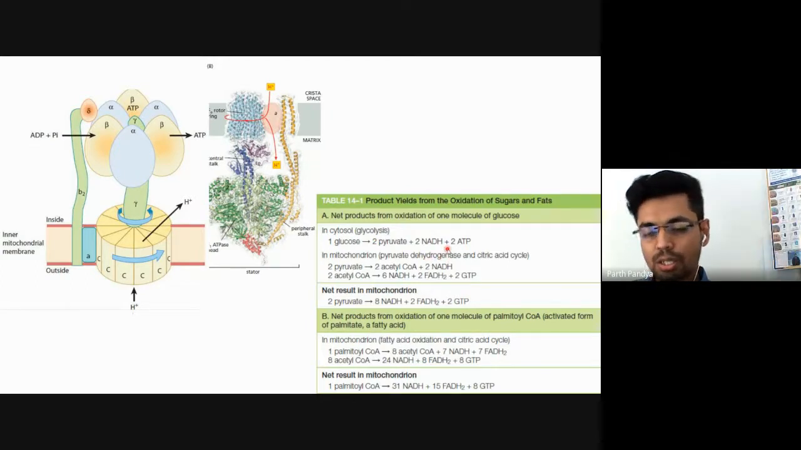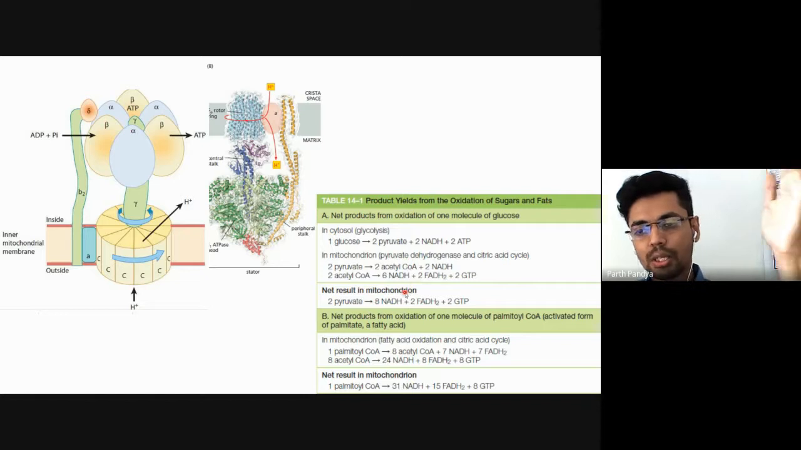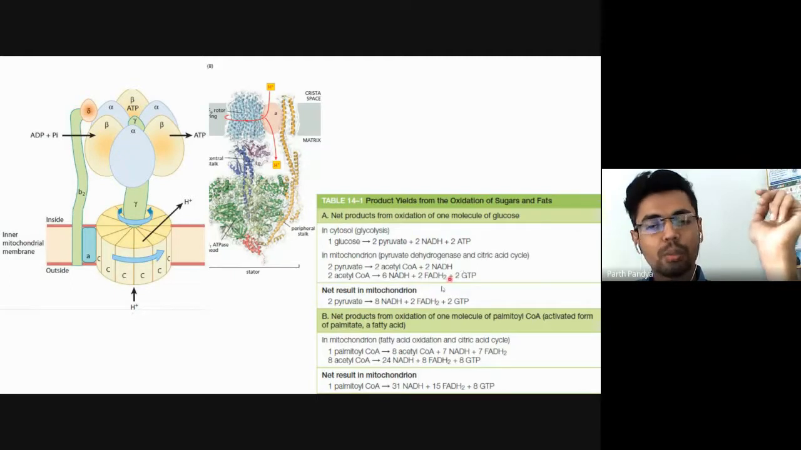It goes into the TCA cycle, where it is converted to 2 acetyl-CoA and 2 NADH. Okay, finally, this acetyl-CoA together forms 6 NADH and 2 FADH2 plus 2 GTP. So if we see a net result of 2 pyruvate entering into the mitochondria, it is nothing but 8 NADH which has been produced, plus 2 FADH2 and plus 2 GTP molecules.